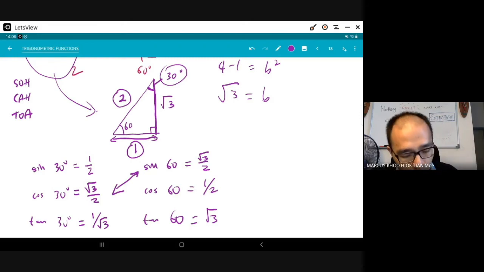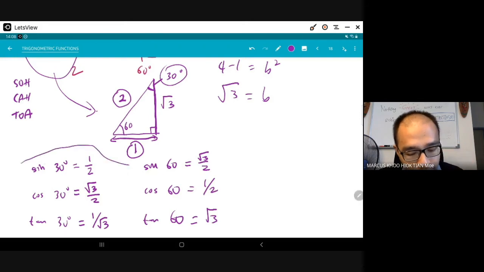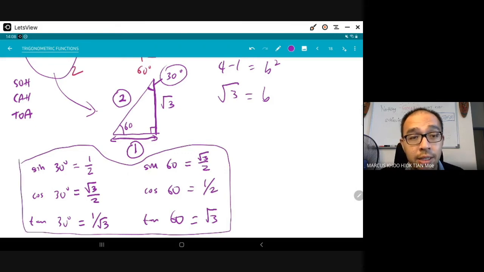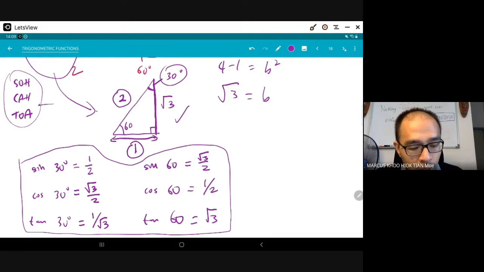Okay, now why do we call these special angles? We call these special angles because instead of memorizing this, which is what a lot of students will do, it's better to memorize the triangle, use the triangle and SOH-CAH-TOA to help you. For those who still don't understand SOH-CAH-TOA to this day, go and understand it.